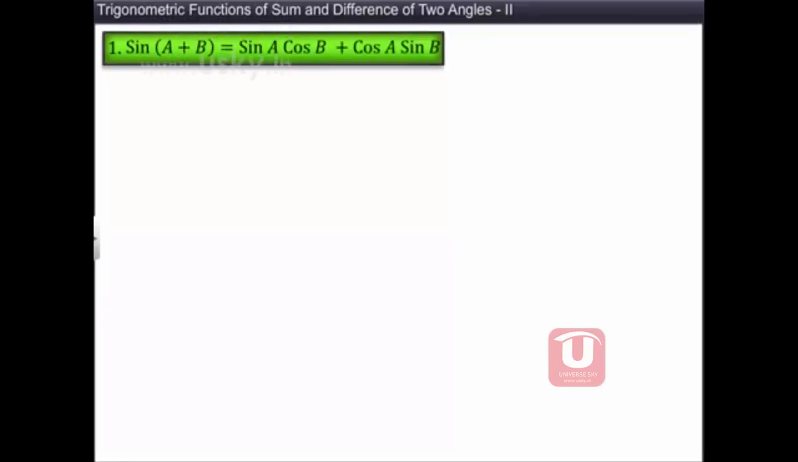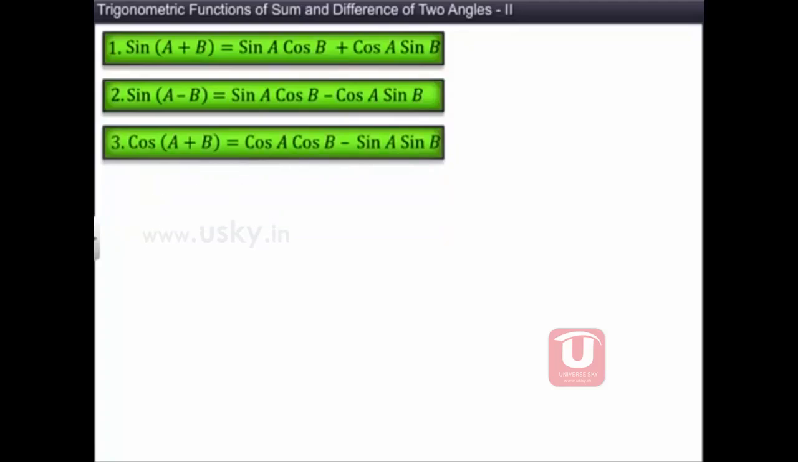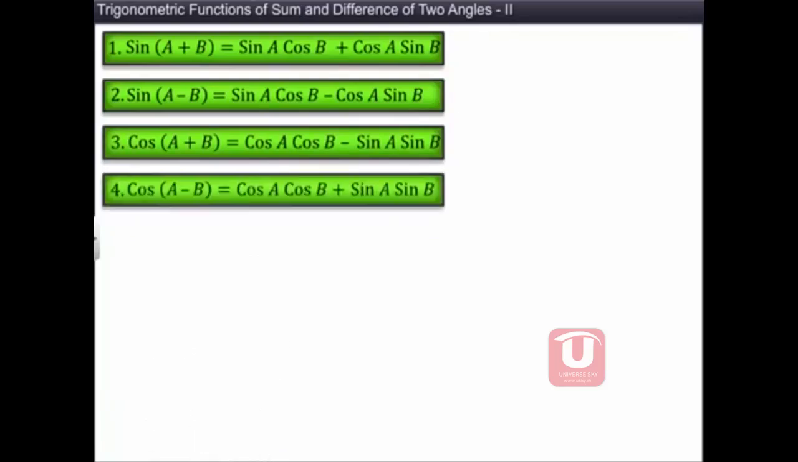Recall that sine of a plus b is equal to sine a into cos b plus cos a into sine b. Sine of a minus b is equal to sine a into cos b minus cos a into sine b. Cos of a plus b is equal to cos a into cos b minus sine a into sine b. Cos of a minus b is equal to cos a into cos b plus sine a into sine b.